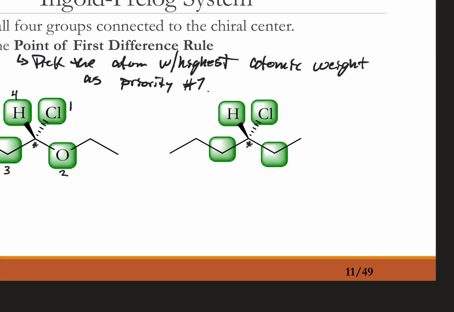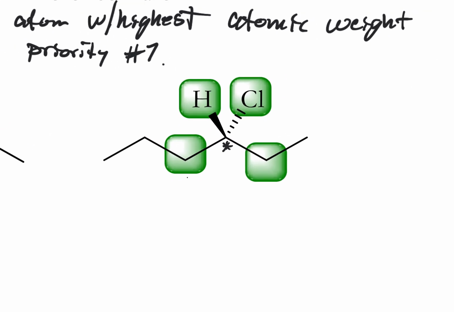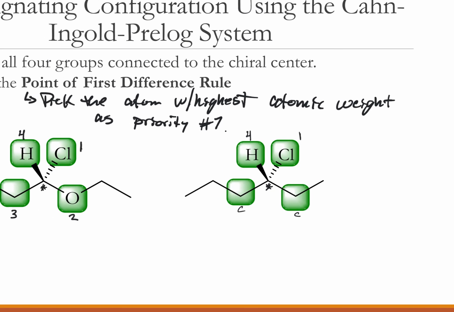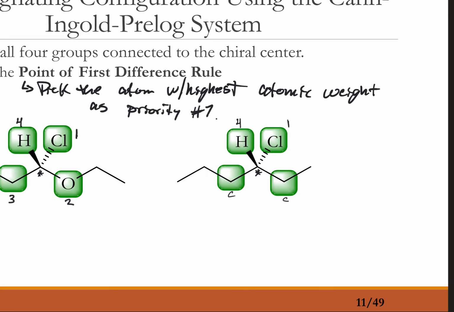All right. On this structure, though, we have a carbon and a carbon, a hydrogen and a chlorine. The chlorine is still the heaviest, so that's number 1. The hydrogen is still the lightest, so that's number 4. But we have 2 carbons to compare. Notice these are different groups overall, and so this is a chiral atom. But what's going to happen here is we have to follow the point of first difference. So this is officially what we're talking about here, this point of first difference rule.